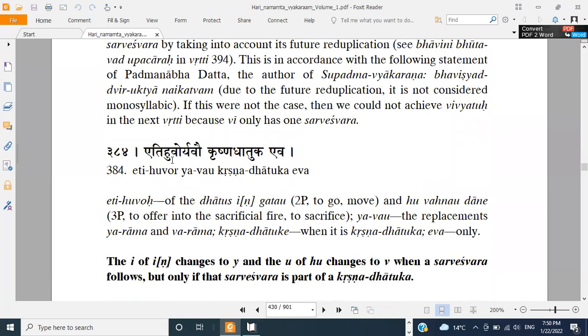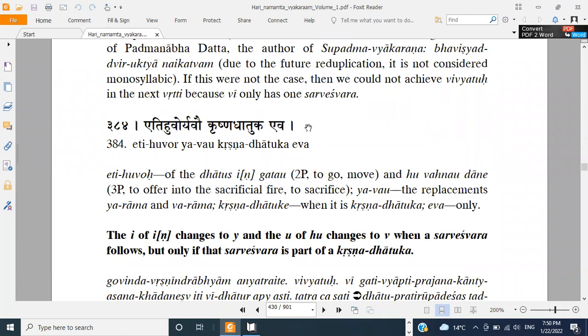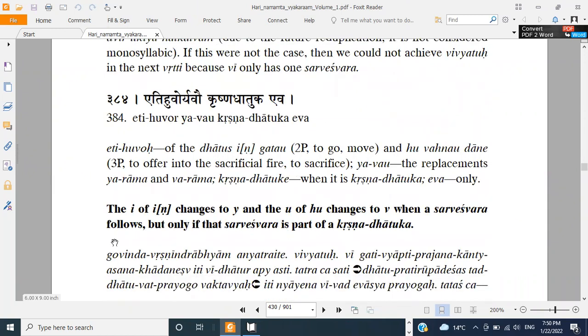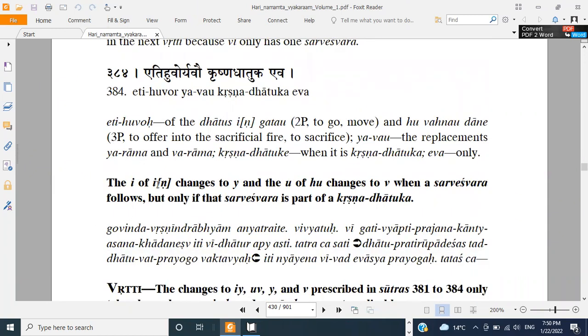And then a continuation. Eti hubau riyabau prashna dhatuka eva. That the E of in, this in is in gatau dhatu, which will come in the second category, also changes to year, and the U of who, which is also a dhatu, hu bahuna dane, changes to va when a Sarveshwara follows, but only if that Sarveshwara is a part of a Krishna dhatu ka. So this usage sutra we will be using ahead.